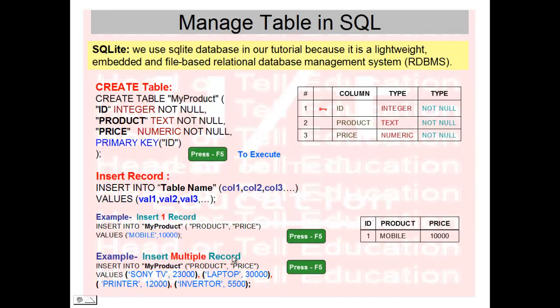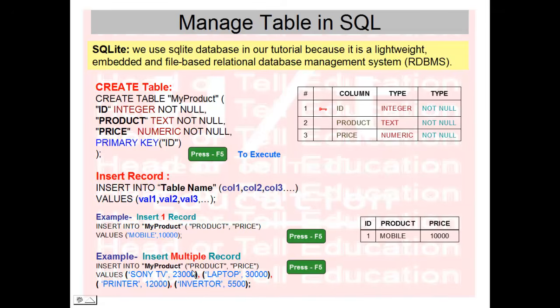insert multiple records. Suppose we have 10, 100, 15 like this records, or more, so you can write multiple records with a single insert query. So insert into table name my product, then product, price and values. So the values: the first is Sony TV 23,000, laptop 30,000, printer 12,000, inverter 5,000. So all these records we can insert in one shot in the SQLite database.